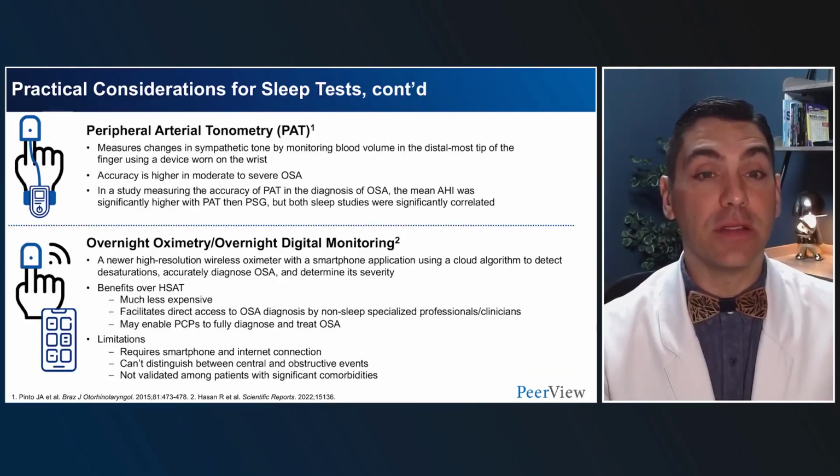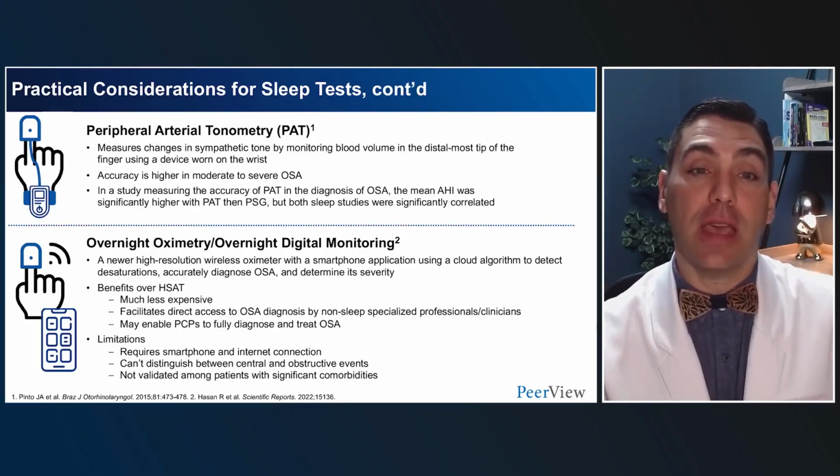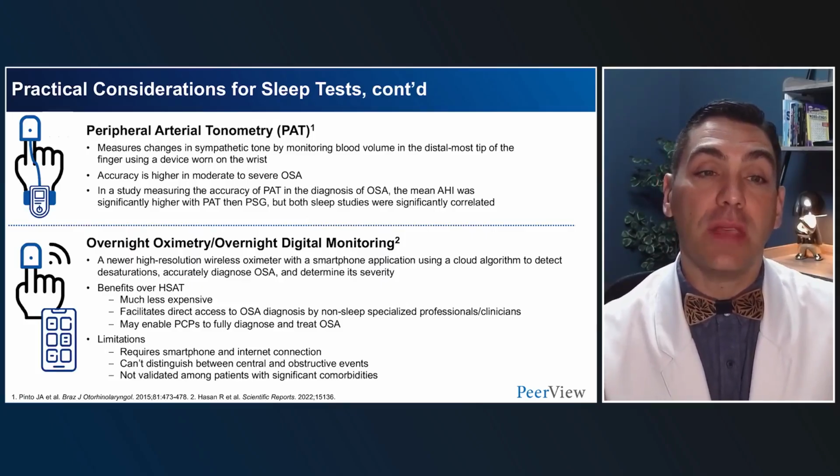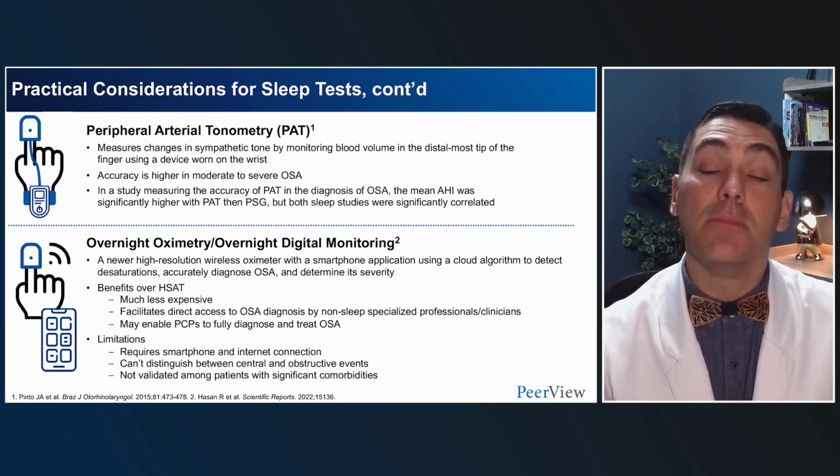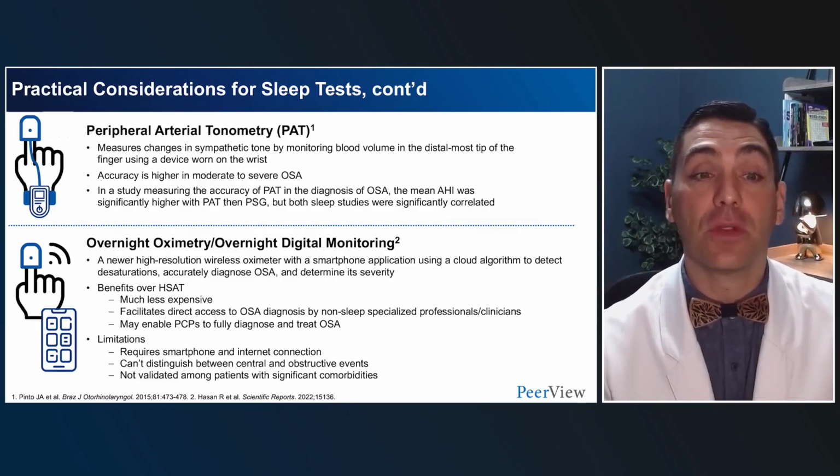Now, peripheral artery tonometry is what we call a type 3 study, and this basically measures changes in the sympathetic tone by monitoring blood volume in the distal most tip of the finger. Accuracy is higher in patients with moderate to severe obstructive sleep apnea.